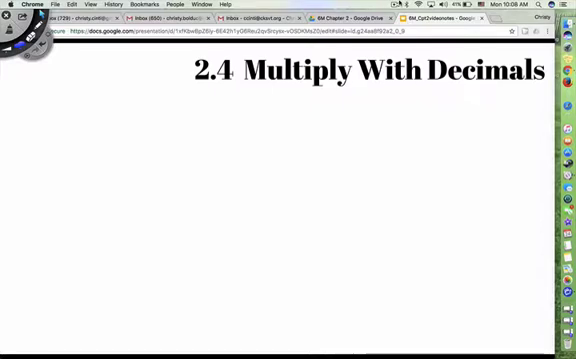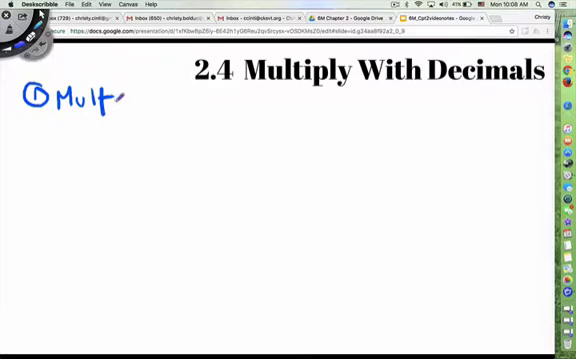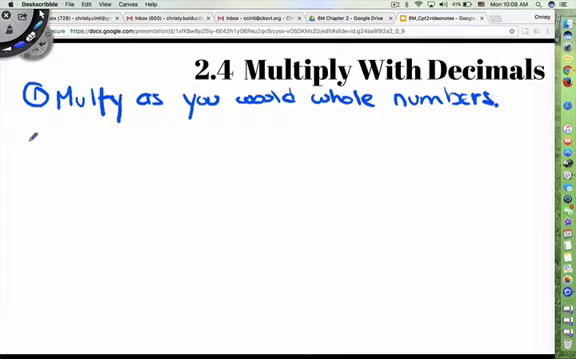So here what we're going to do is follow some steps in this process. Okay, so let's go ahead and write these steps down. The first step is we are going to multiply these problems as if they were normal whole number multiplication problems. Multiply as you would whole numbers. Sorry, I lost some letters there.